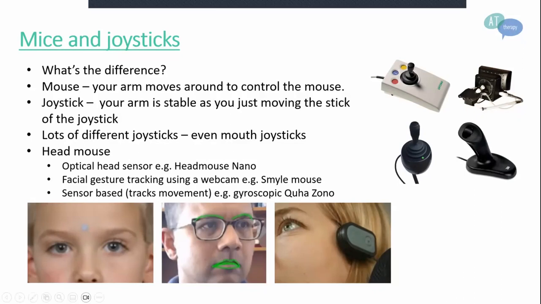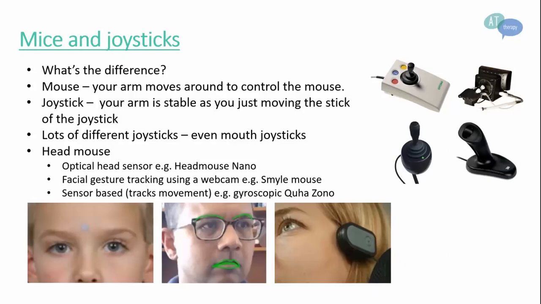This one here with the green around the eyebrows and the mouth doesn't have any hardware involved; it's a software-based system. This is the Smile Mouse, and this is really clever. It uses facial gestures via a webcam, and you make those facial gestures into the way that you control the device. For example, you might raise your eyebrows to click, or you might have a smile to click. You can change those, so it's up to you how you set that up.